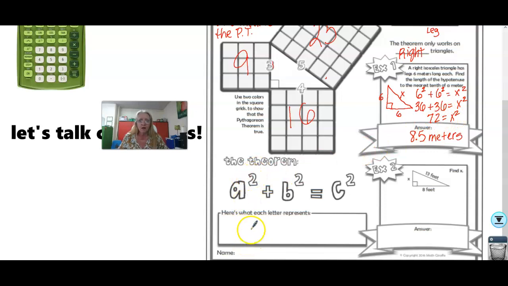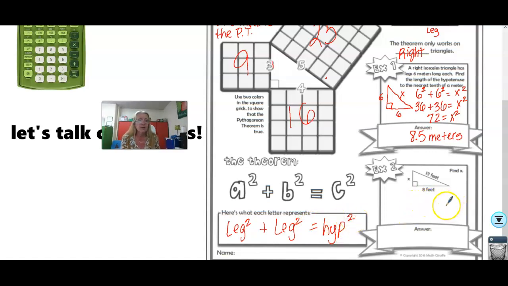Okay, let's see. Here's your theorem, and here's what each letter represents. I always say a squared plus b squared equals c squared. It's a pretty easy one to remember. A is a leg, so it would be a leg squared plus the other leg squared is equal to the hypotenuse squared. And I wrote that word out once. I'm not writing it out again.